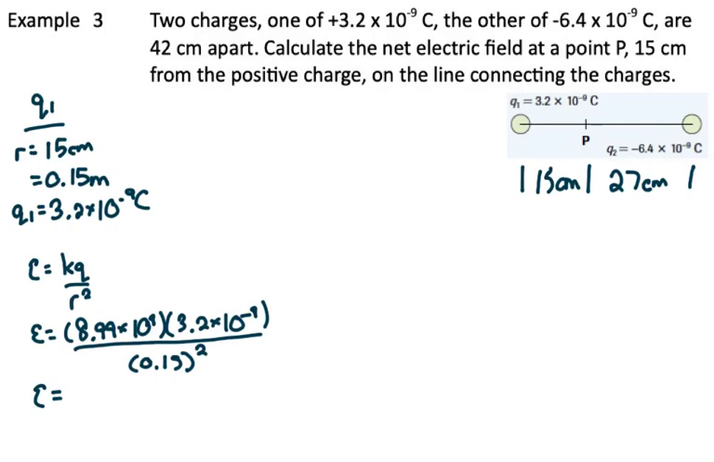Working that out to 2 sig figs, we get 1300. Field strength is measured in newtons per coulomb. And because this charge is positive, we will assign a direction that is to the right.